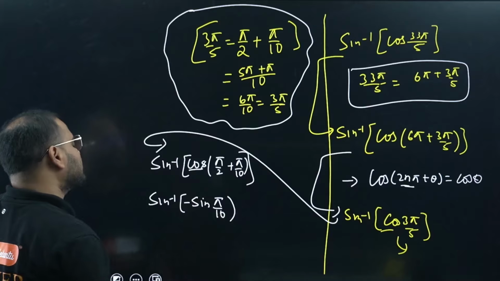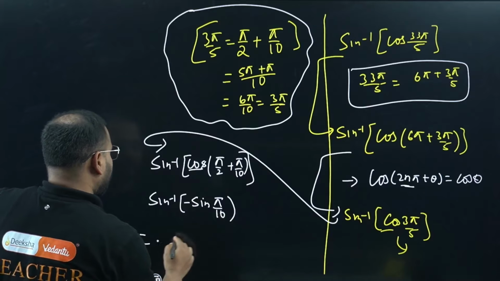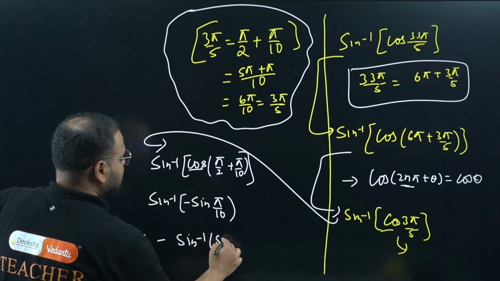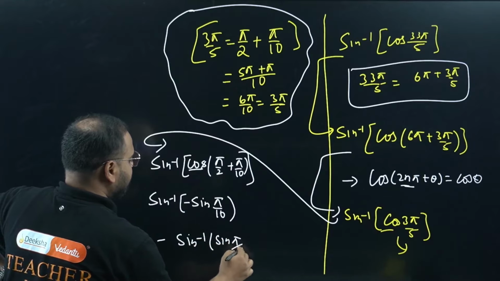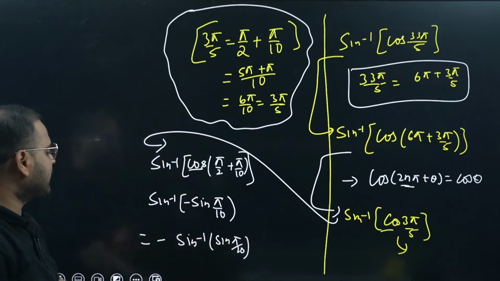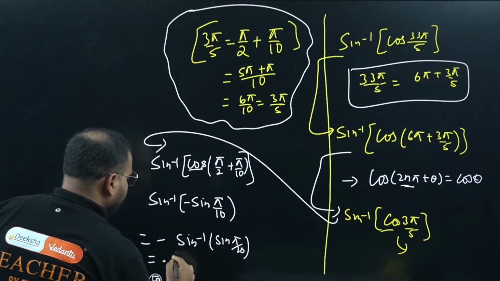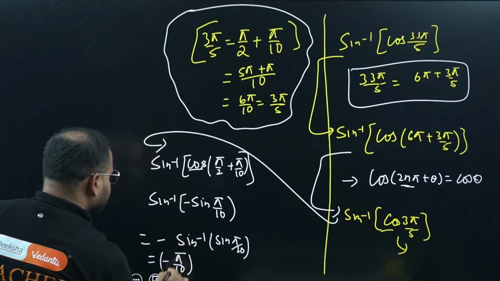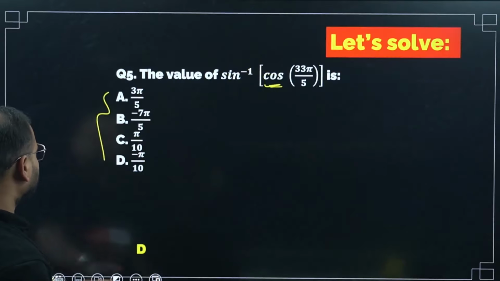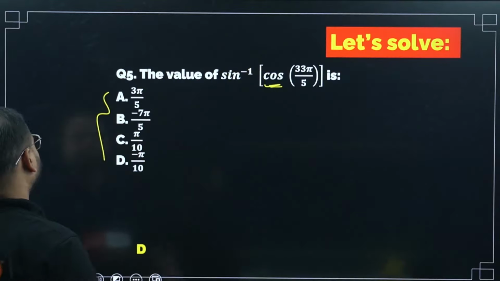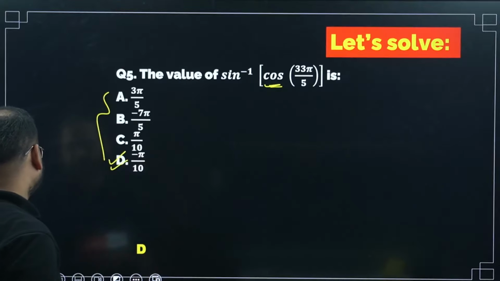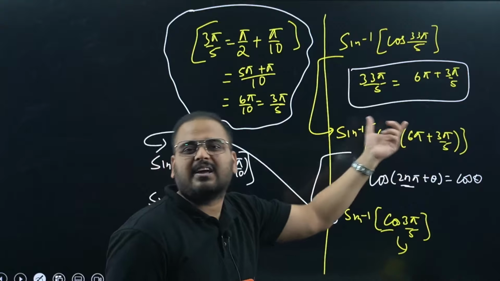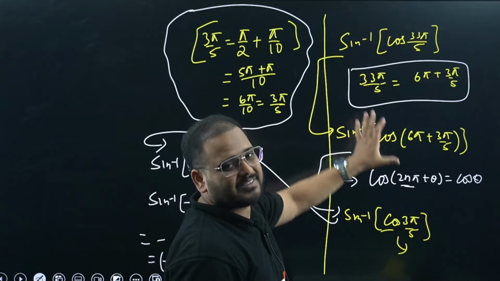Sine inverse of minus x is what? We have learnt, minus sine inverse of x. What is the answer? Sine inverse of sine pi by 10. Answer is simply minus, and this part will become pi by 10. Answer is minus pi by 10. Check your answer, please. Option D, minus pi by 10. I hope this is clear. Please check. Very simple question. I've taken a little bit longer, but I hope you understood every single bit of it.